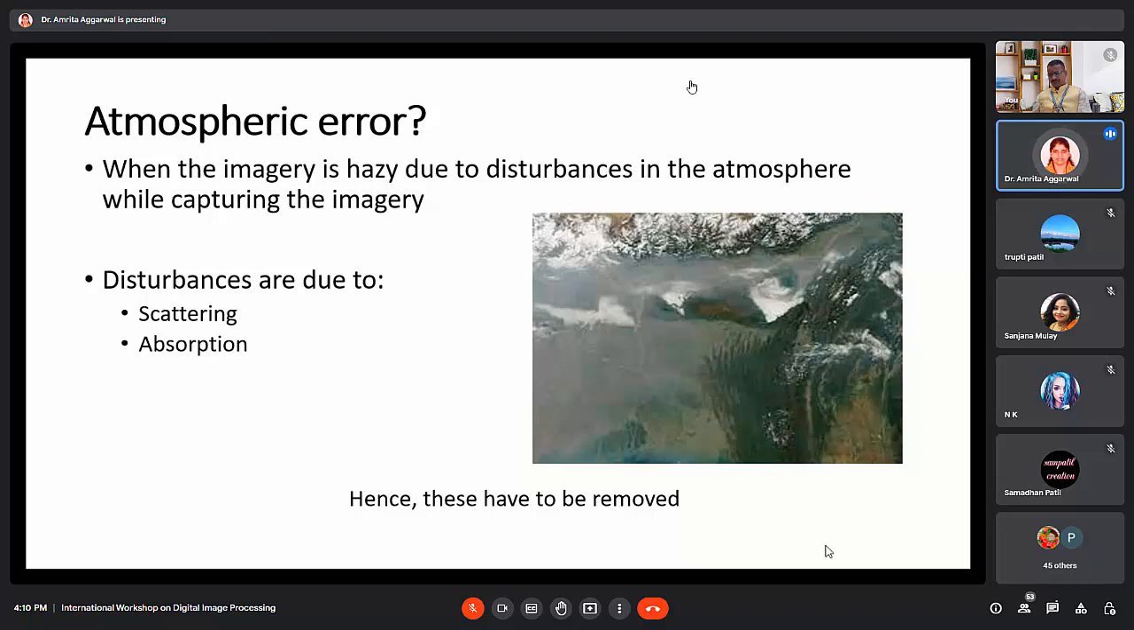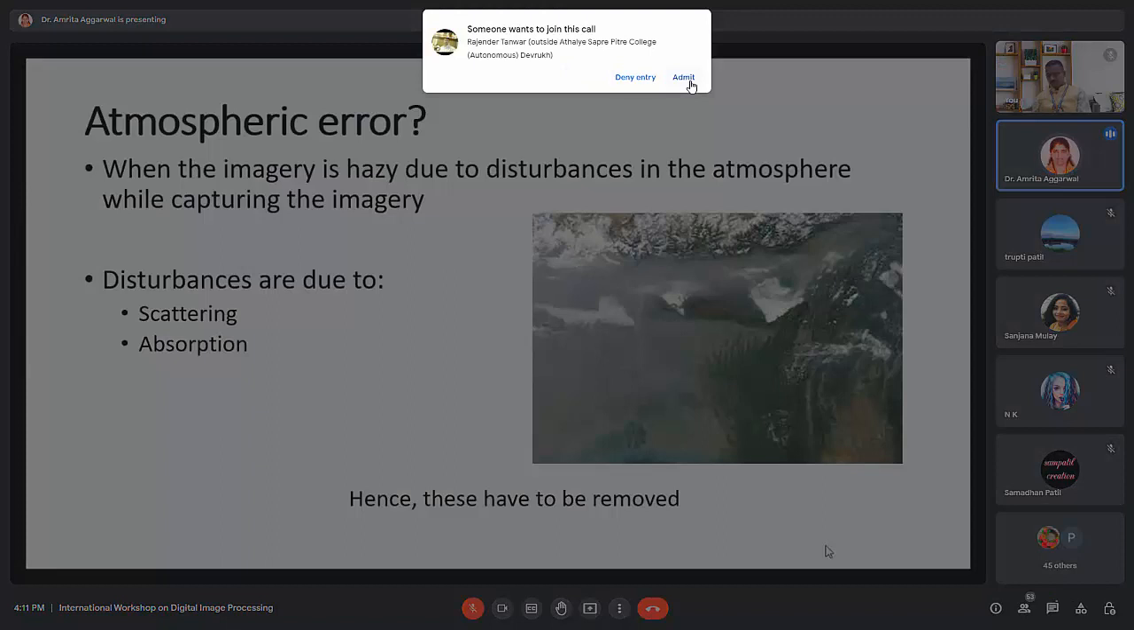For example, you can see the imagery in front of you. It looks like a snow covered area with some vegetation or agriculture, but because of the haze in between, which mostly looks like a cloud, it is difficult for us to understand the objects there. It is difficult for us to get a clear view of that area. You may say that it is cloud cover, it might look like fog or smog also, but it is something which is due to atmospheric disturbance.